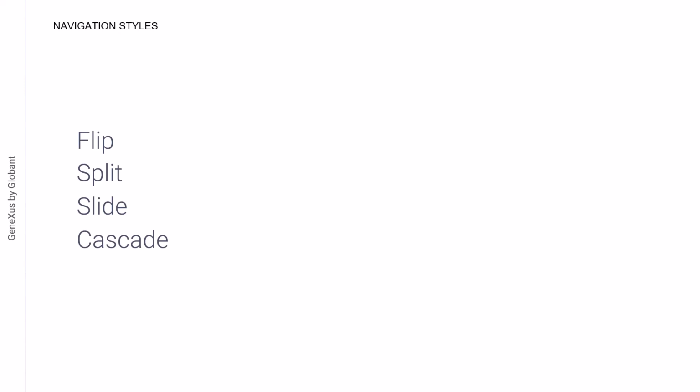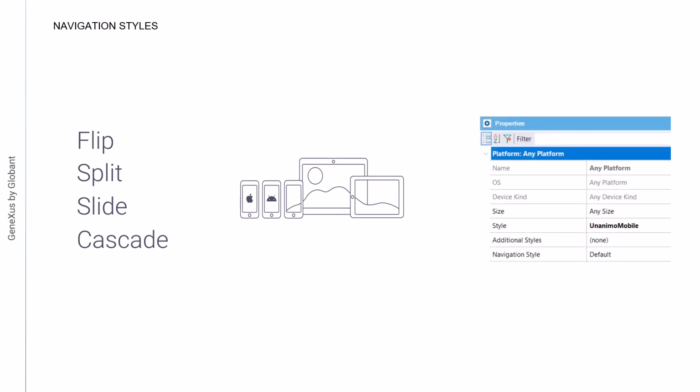Depending on the device characteristics, such as operating system, size, device type, and so on, we may want to vary the way the user navigates our application. To achieve this, GeneXus provides the navigation style property for changing this behavior at the platform level. It's important to note that we can only define one navigation style per device type, and we'll see that in a moment.